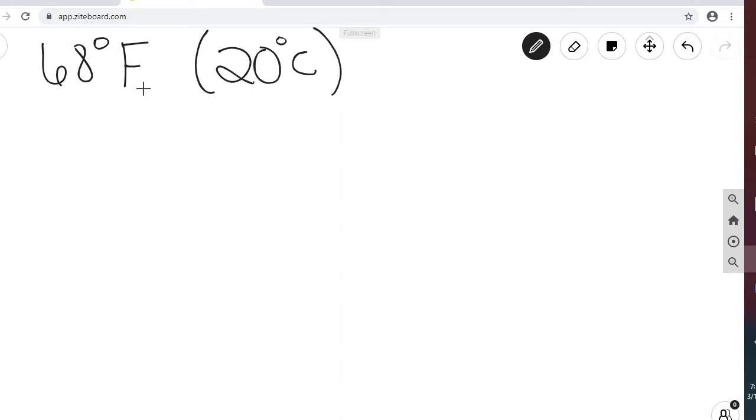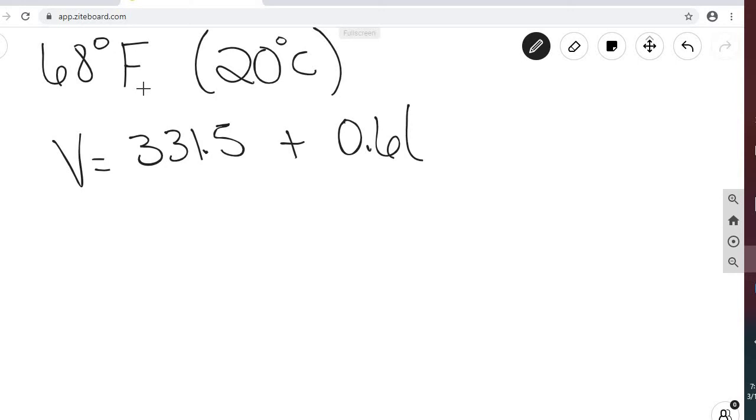So let's look at a problem. If the temperature is 68 degrees Fahrenheit, which is a pretty standard temperature of a room, and that is equal to 20 degrees Celsius, what is the speed of sound? Okay, so our equation for speed of sound is 331.5 plus 0.6 times the temperature, and we don't put any units on there, and then our answer is going to be in meters per second.